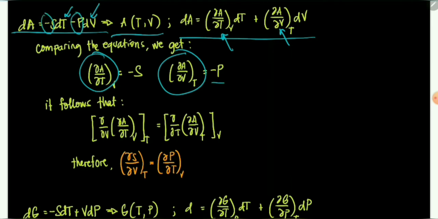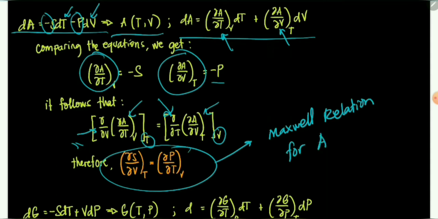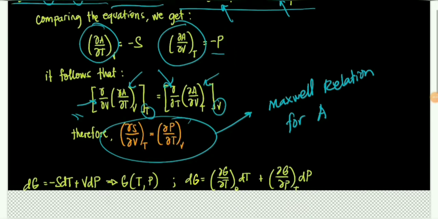Okay, so it follows that the change in A with respect to the temperature at constant volume differentiated with respect to the volume at constant temperature is equal to the change in A with respect to the volume at constant temperature differentiated with respect to temperature at constant volume. So since nag-hold ito, therefore we have the change in the entropy with respect to the volume at constant temperature is equal to the change in the pressure with respect to the temperature at constant volume. So this is the Maxwell relation for A.